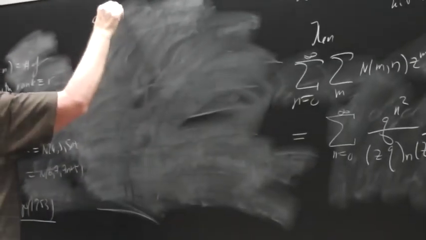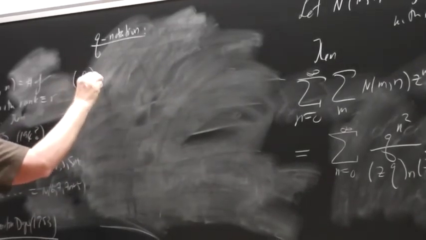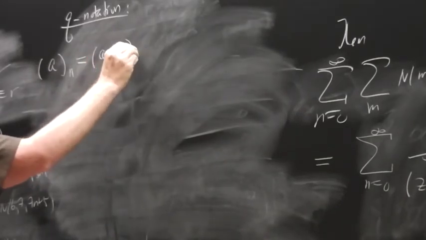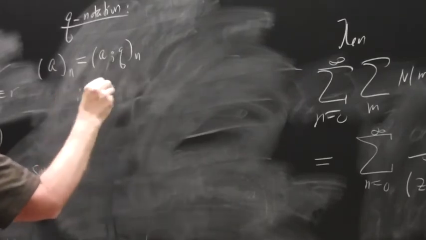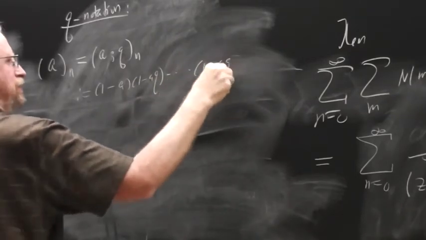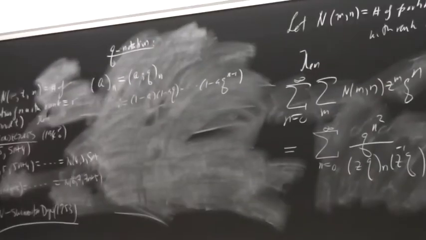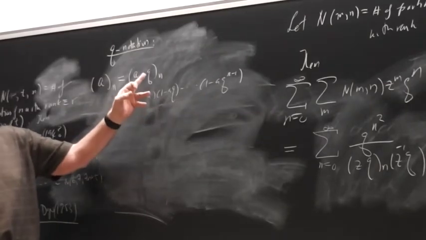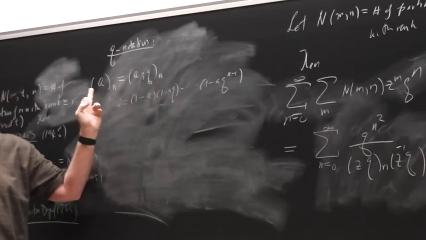So, Q notation. Okay, so (a;q) sub n, which is also written as (a) sub n, is defined to be equal to (1 - a)(1 - aq) up to (1 - aq^(n-1)). So let's just call it q factorial, right, Doran? Yeah. Right. And if the q is understood, then we can leave it out.